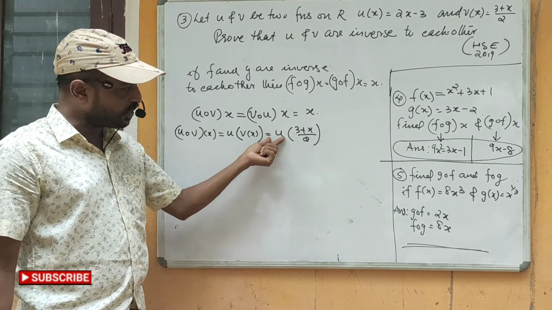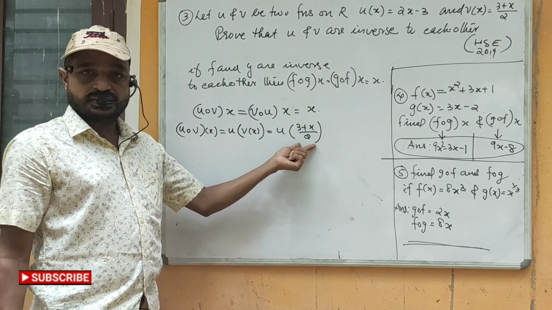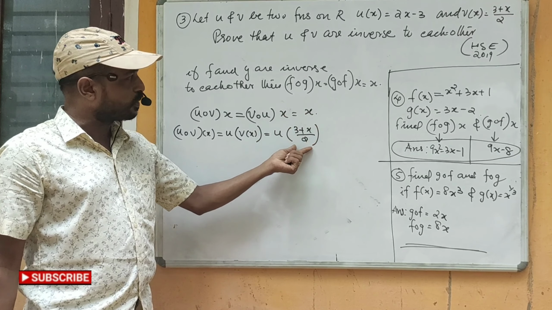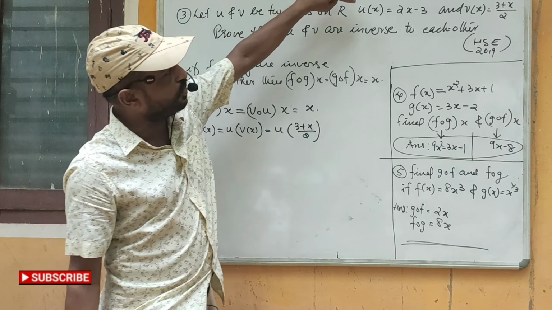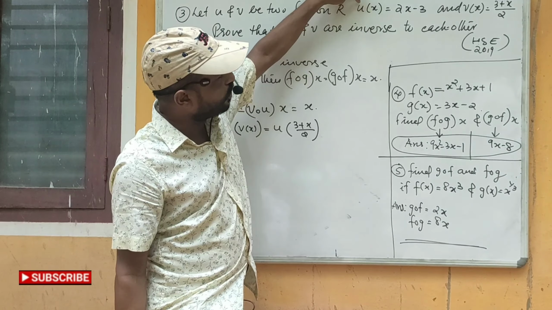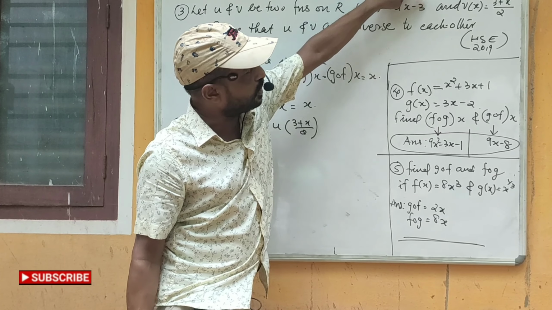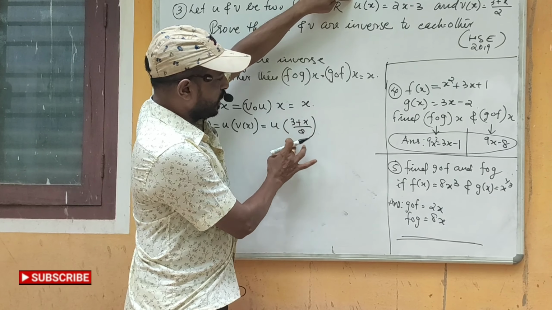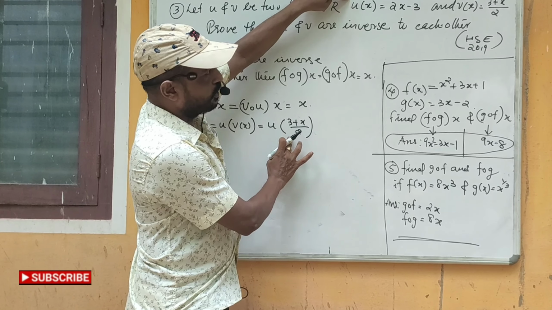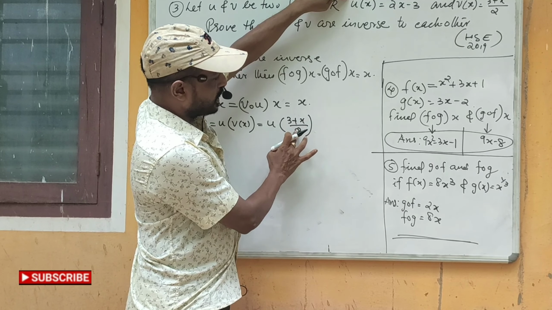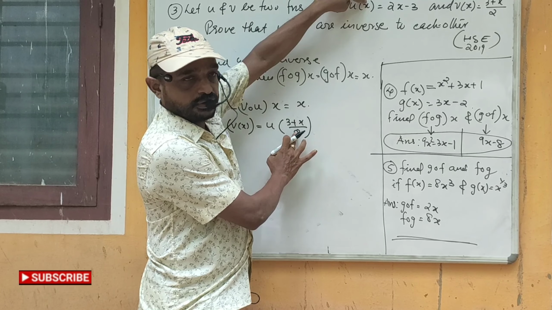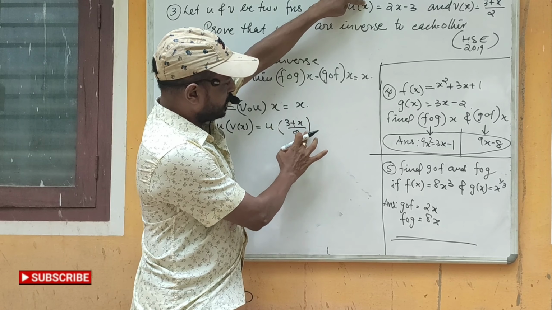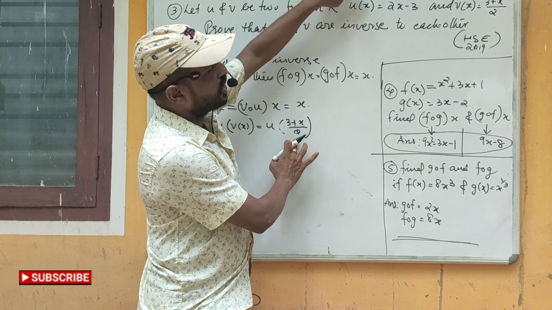So how will you find out u of something? See, u of something is calculated from the function u of x. So what is u of x? U of x is equal to 2x minus 3. So how will you calculate u of 3 plus x by 2? Just substitute 3 plus x by 2 for x. For x you will have to substitute 3 plus x by 2 in the function u of x.